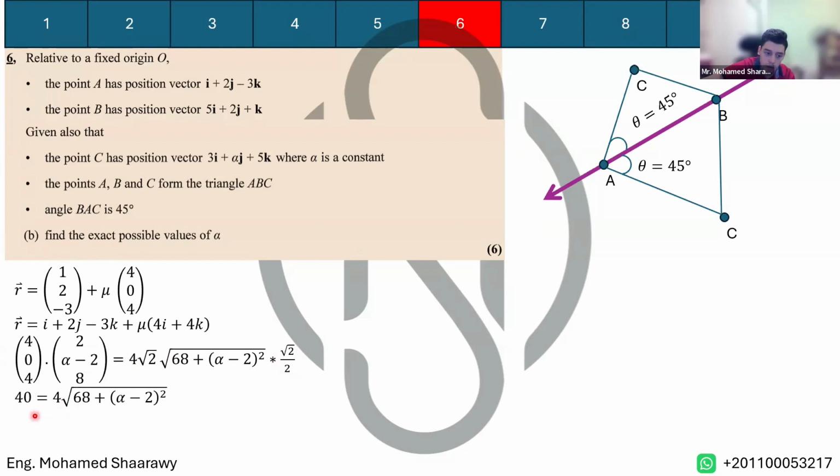Divide both sides by 4, so this is 10. Let's square both sides, so this is 100. Let's subtract 68 from both sides, so this is 100 minus 68, which is 32. Now let's take the square root, but don't forget the positive and negative sign, because we actually have two possible locations. So one is positive, one is negative. This makes sense. Okay, and now add 2 to both sides. So alpha has two values, which are 2 plus or minus the root.